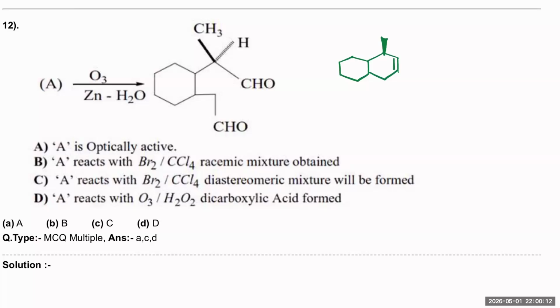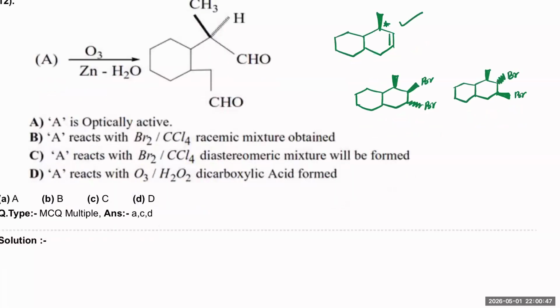So A is optically active, which is true because this is a chiral center and there is no plane of symmetry. A reacts with Br2 to give racemic mixture. Now this is very interesting. So notice this one. The methyl will be here. Br can come out of the plane and the other Br will be inside the plane. The second compound will be like this, with this going inside the plane and this coming out of the plane. Okay, these two are the cases.